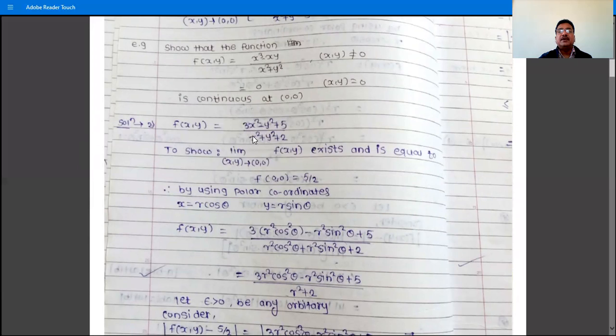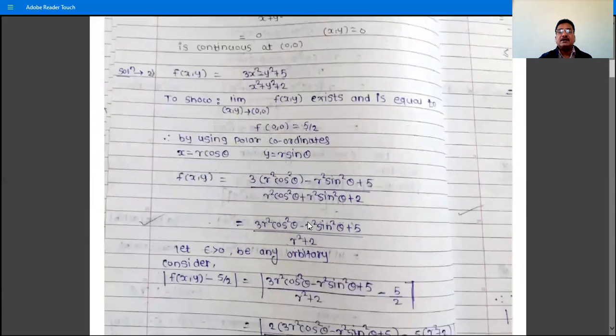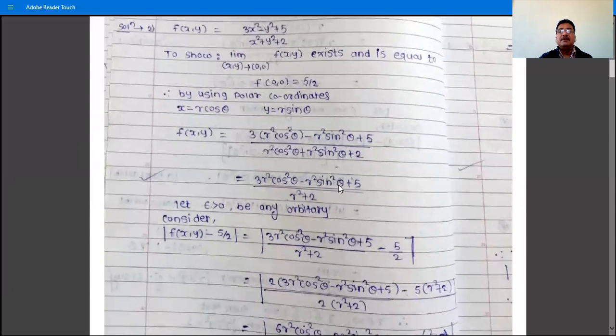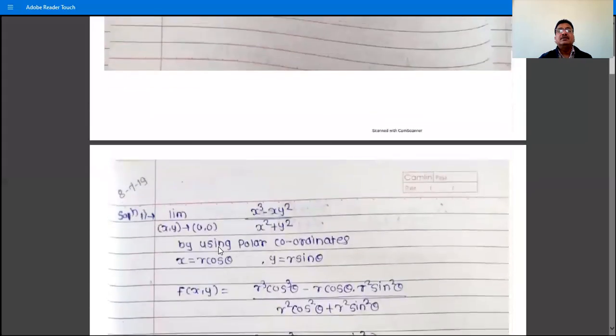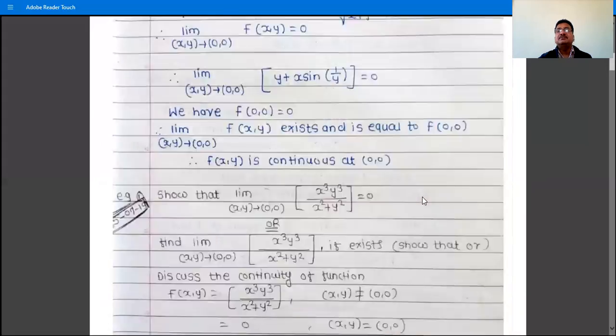Now we have to find the limit of this quantity as (x,y) tends to (0,0), and it is equal to 5/2. So use polar coordinates, simplify this. This is the simplification. Then start from: let epsilon greater than 0 be an arbitrary number. Then consider |f(x,y) − 5/2|, that is, L is 5/2. So this is the basic definition.